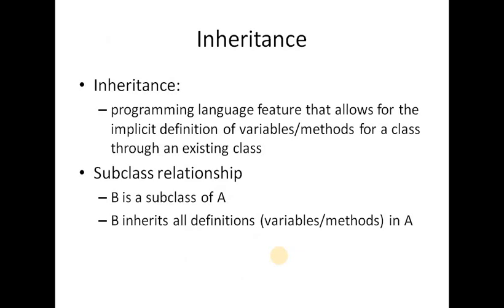And the next topic is inheritance. What is inheritance? Inheritance can be defined as the process where one class acquires the properties, properties meaning methods and fields, of another. With the use of inheritance, the information is made manageable in a hierarchical order. In other terms, inheritance is a programming language feature that allows for the implicit definition of variables and methods for a class through an existing class. So this is an example of a subclass relationship. B is a subclass of A, and B inherits all the definitions in A.